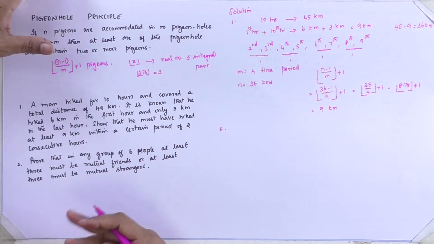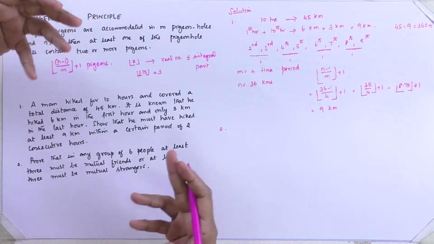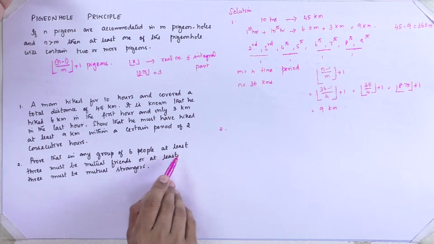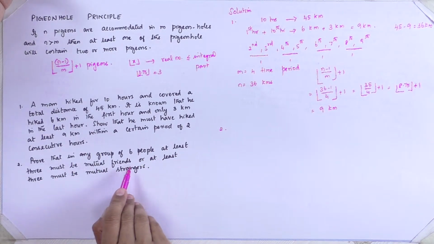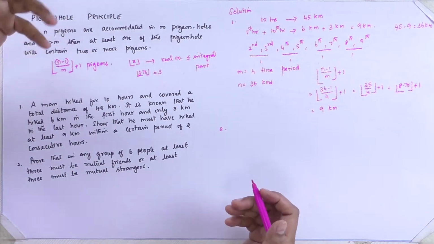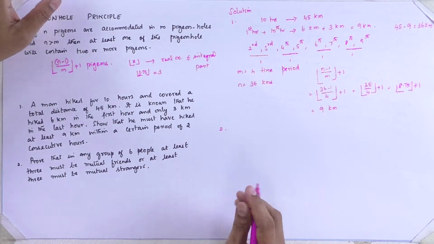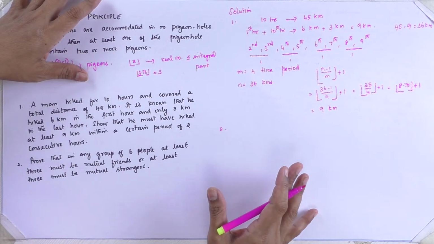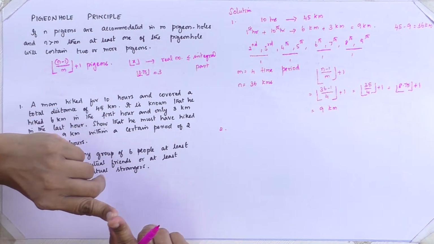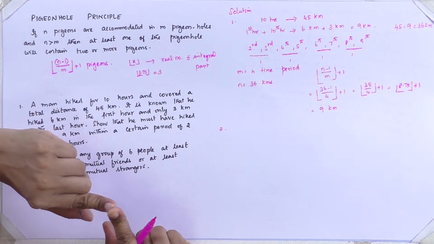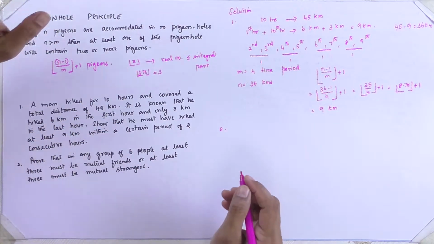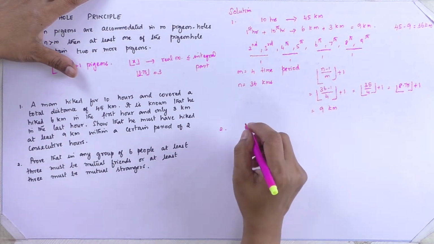This is a very interesting, day-to-day life example. We will have friends, we will have enemies, and that we will see here. Prove that in any group of 6 people, at least 3 must be mutual friends or at least 3 must be mutual strangers. So this is very obvious. There are 6 people in a group. Among these 6 people, we will fix one particular person. We are supposed to prove that either he will have 3 mutual friends or he will have 3 mutual strangers.